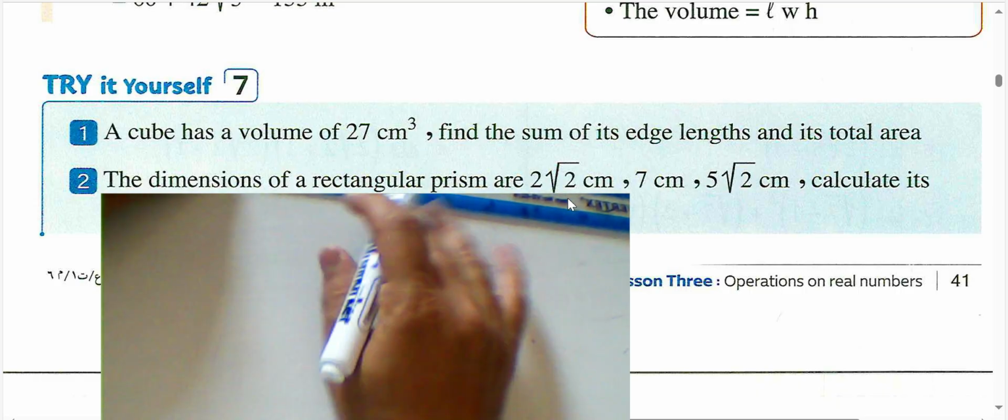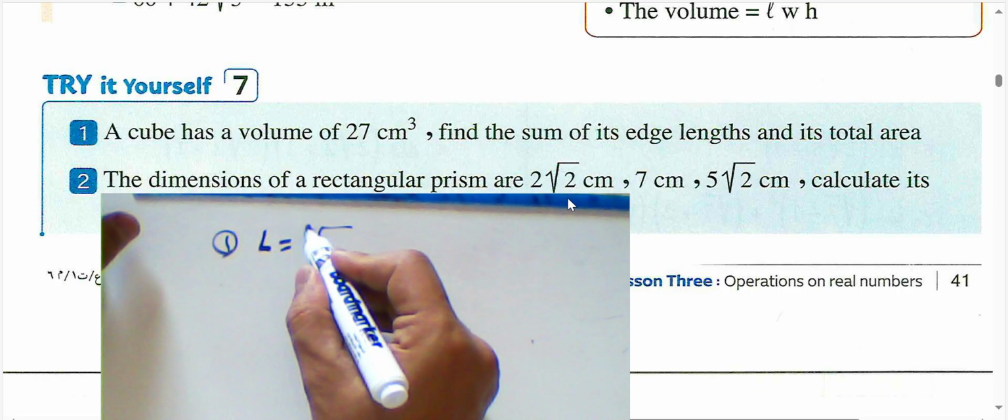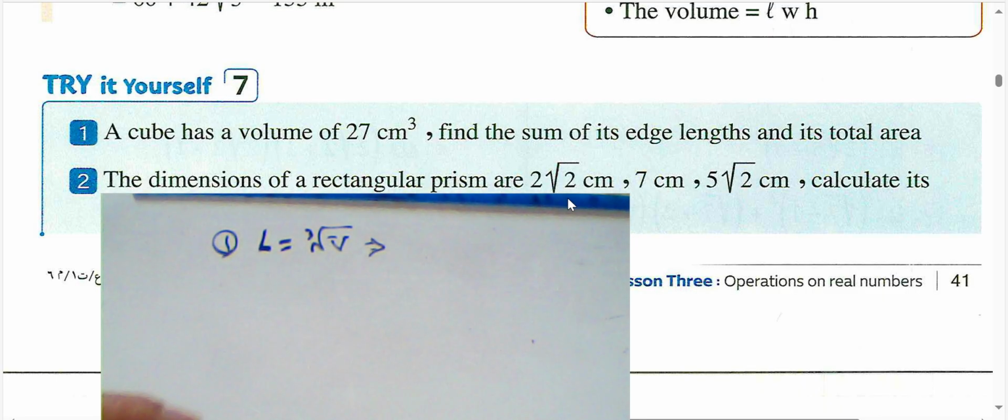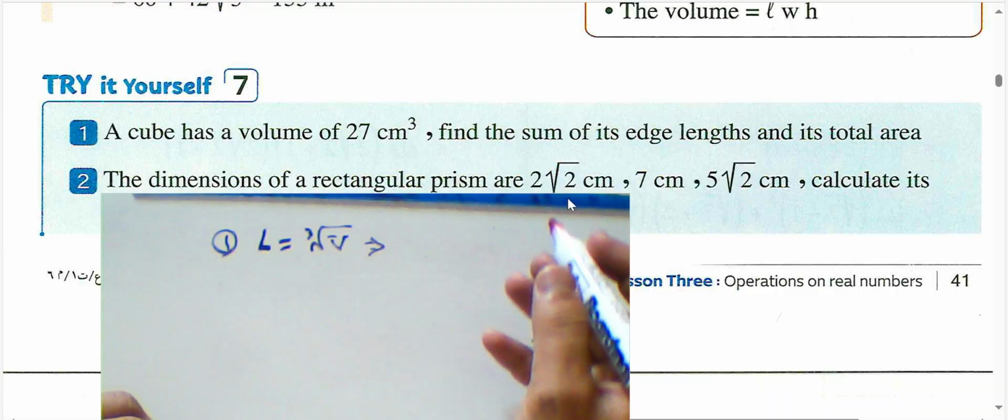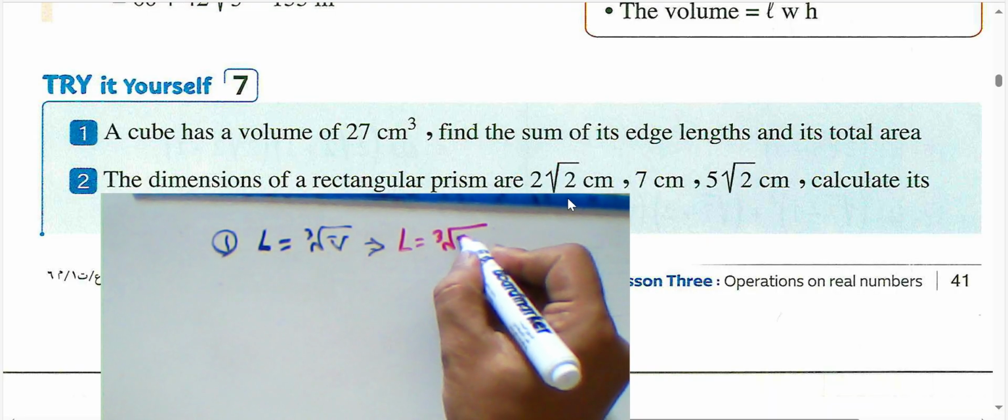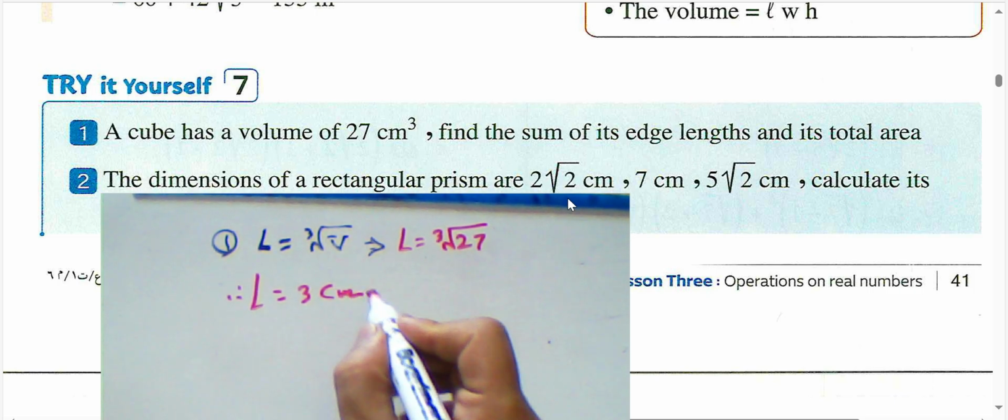You can find first the length, equal to the cubic root of the volume, because the volume of a cube equals side times side times side. Then 3 times 3 times 3 equals 27. Then the length will be equal to the cubic root of 27. Then the length will be equal to 3 centimeters.